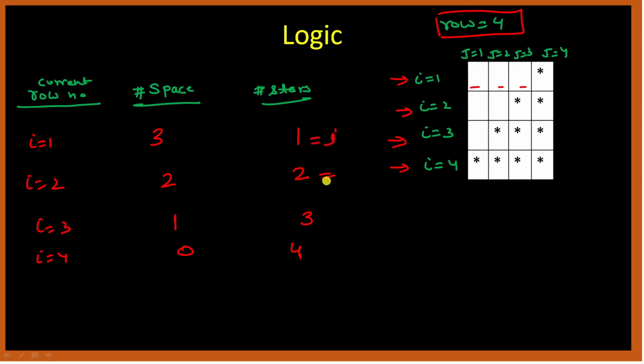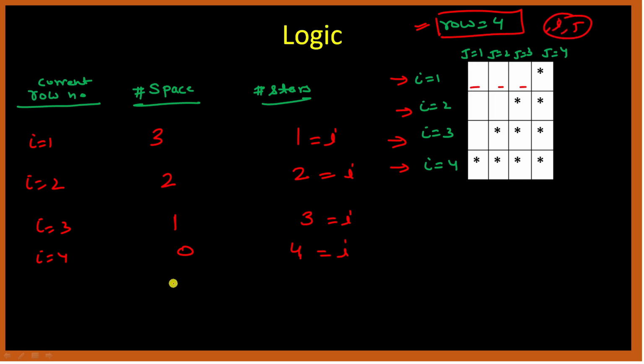Here in I equal to 2, we have to get 2 stars only. So this number of stars is equal to I. Now the number of spaces, how do I have to keep track? Basically I have to make a formula which should involve my inputs only: row, I variable, J variable. By these three only I have to make a formula.